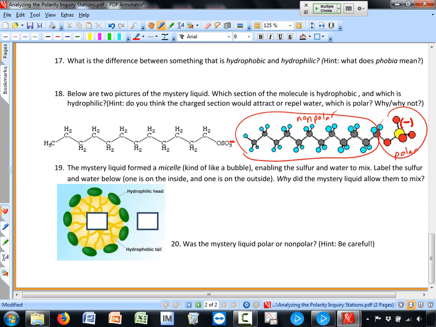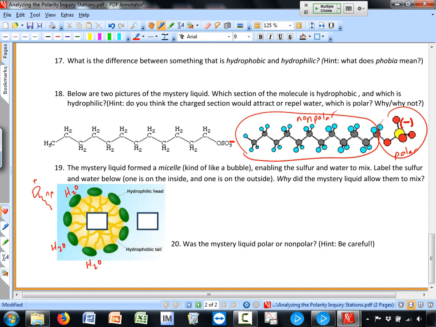But then as soon as you add just a drop of dishwashing liquid, what happens? It allows them to mix, and here's why. Here's the same molecule drawn like this. So we've got the polar part and the nonpolar part. So water, polar, nonpolar, polar. So around here are all the water molecules.